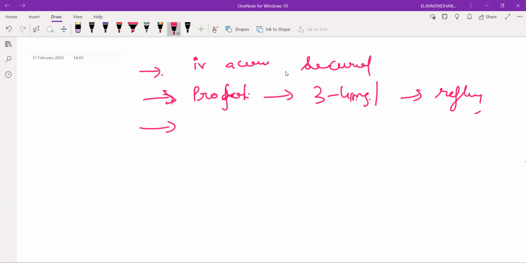Tell me what you do inside the OT. That's what examiners expect from you. So sir, inhalation induction is done. IV is secured. Propofol is given. Baby has gone apneic. Next.